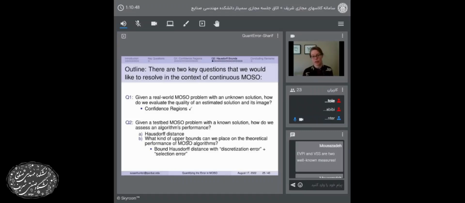And I'm going to argue to you that we should be using Hausdorff distance for specific reasons. There may be other things we can use. There's I think over 100 performance indicators in the multi-objective optimization literature. So it's by all means not the only one, but it's the one that has popped up for me as being the most important right now. And then the question becomes, what kind of upper bounds can we place on the theoretical performance of a MOSO algorithm? And we're going to do a bound of discretization error plus selection error.